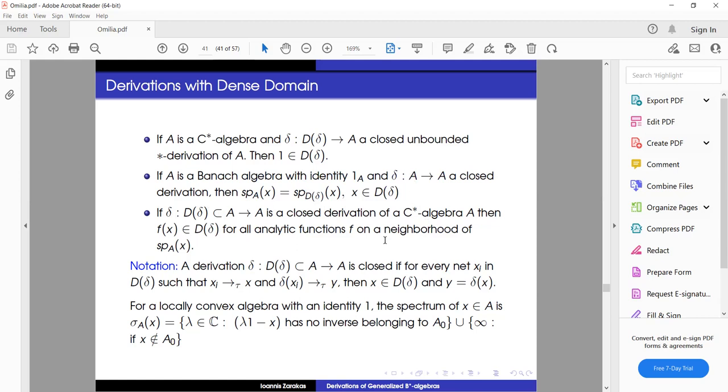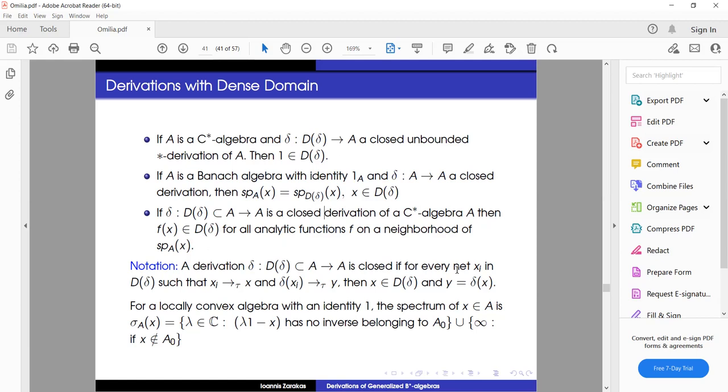And the third result is the well known one: if you have a closed derivation on a Banach algebra, the domain of definition is closed under analytic functional calculus. And this is a very well known result of Bratteli and Robinson. So these were the three well-known results.